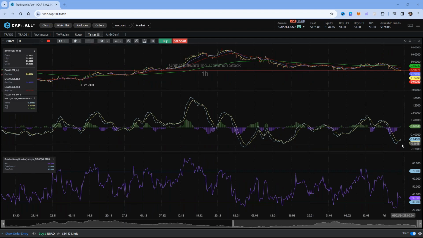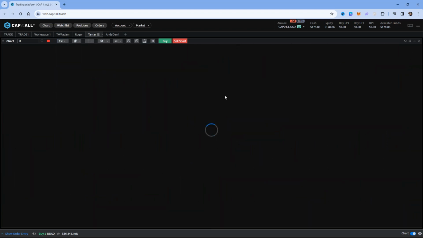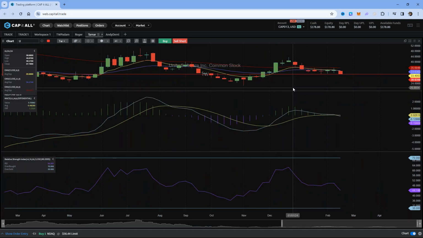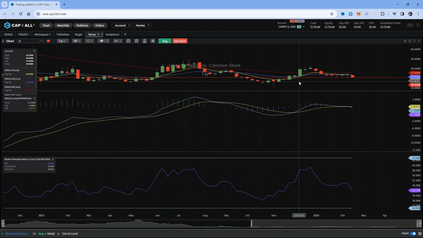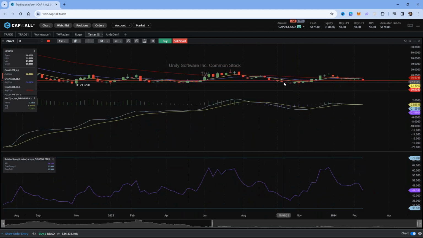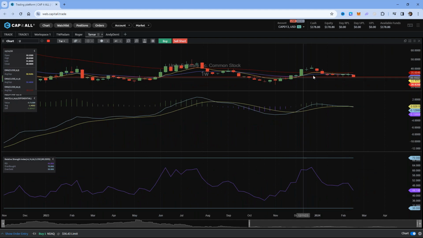Unity Software, you can see the MACD has just crossed up. RSI was oversold. So this one on the shorter time frames looks good. Let's see if it's backed by the higher time frames. So the higher time frames do look very, very rangy. Looks like a nice one for day trading, range trading.